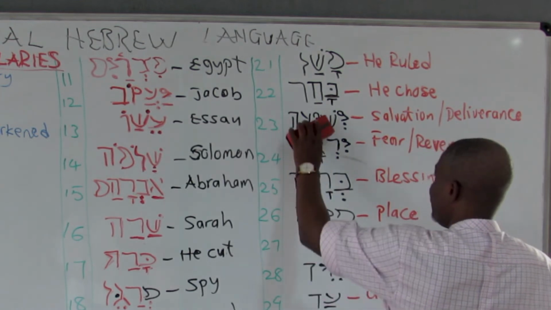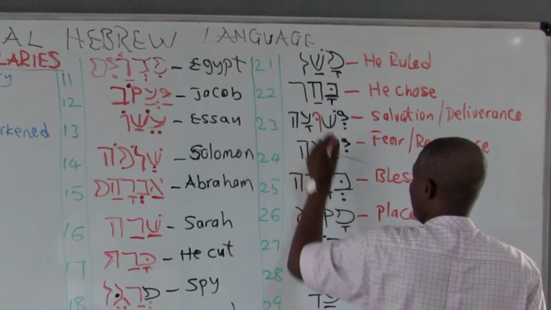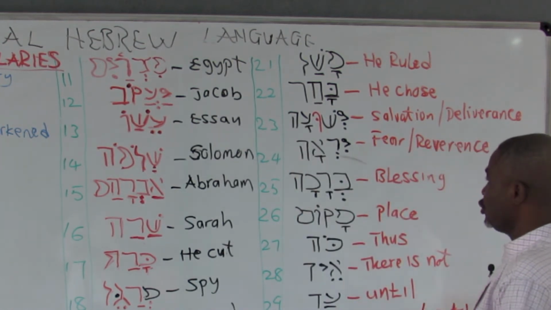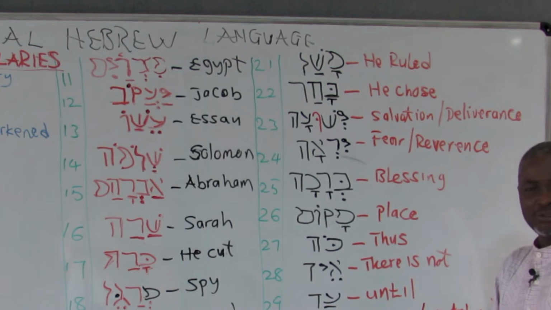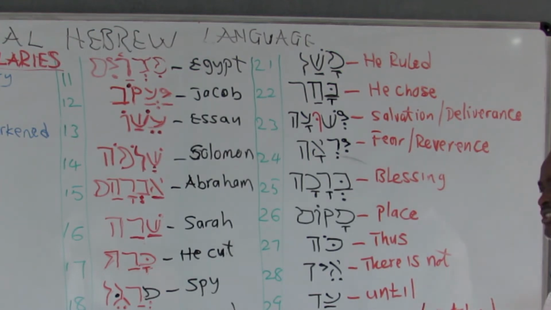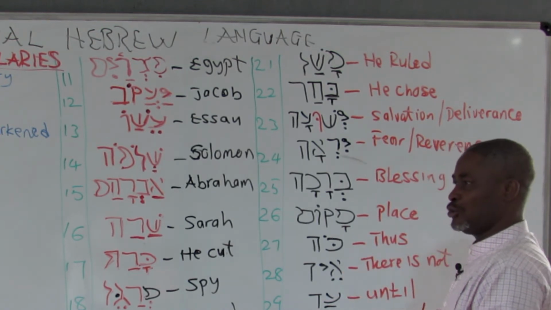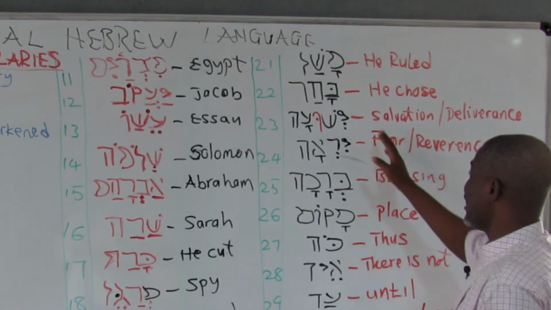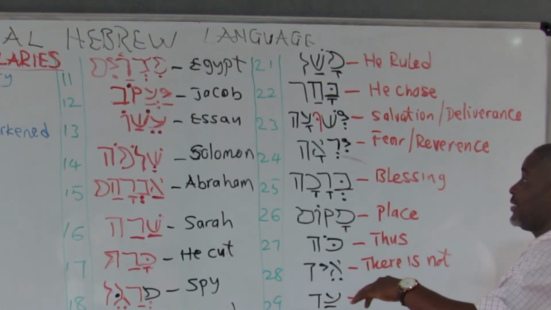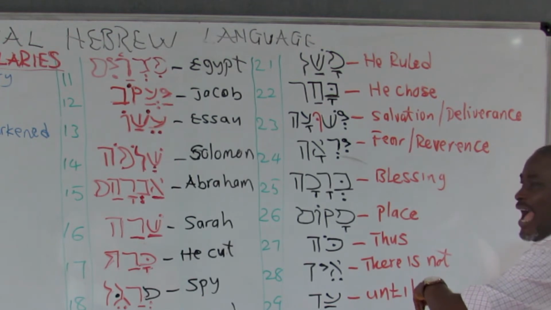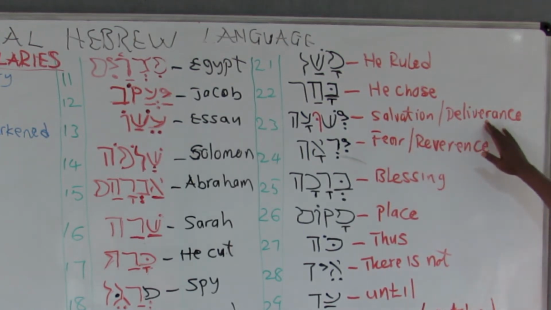Then we have salvation. What is salvation? Yeshua, salvation or deliverance. Yeshua is the name of Jesus, or the name of Joshua. Jesus and Joshua come from the Greek interpretation and into English. But the name of Joshua or Jesus is Yeshua. Joshua is Hebrew, Jesus is English. Yeshua is Hebrew, and it is the word for either Joshua or Jesus, which means salvation or deliverance.